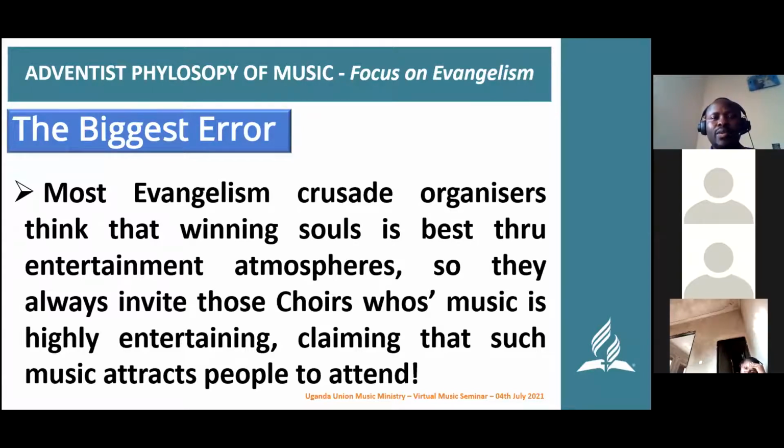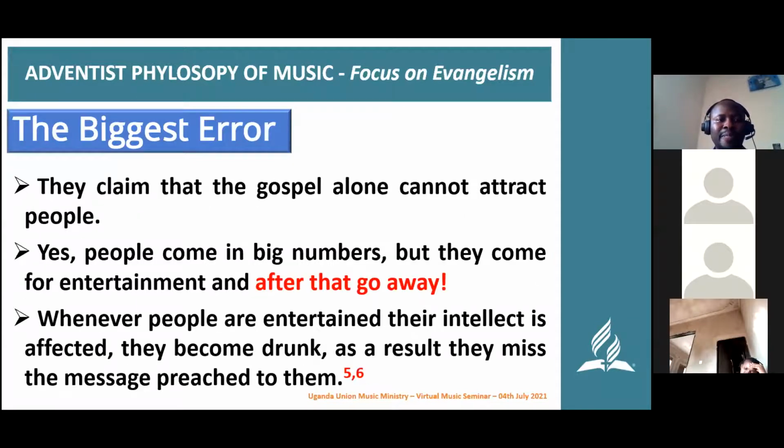So we need to correct that error. As we make the music, the choirs, please ensure that the music is not about entertaining. The music should be about drawing souls to Christ and glorifying Him.